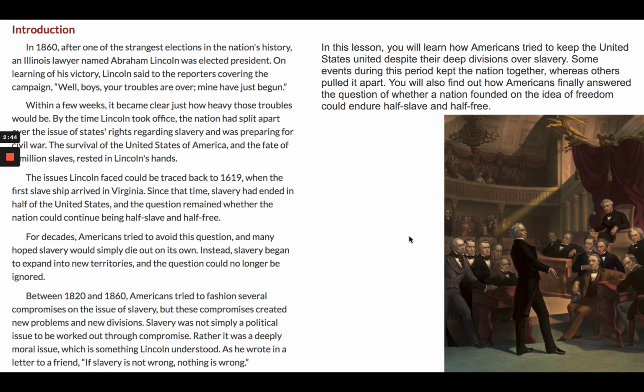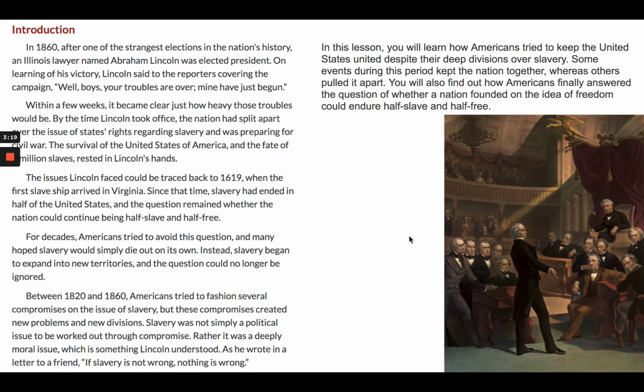Between 1820 and 1860, Americans tried to fashion several compromises on the issues of slavery, but these compromises created new problems and new divisions. Slavery was not simply a political issue to be worked out through compromises. Compromise is like an agreement. Rather, it was a deeply moral issue, which is something Lincoln understood. As he wrote in a letter to a friend, "If slavery is not wrong, then nothing is wrong."